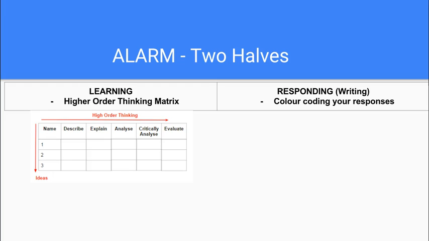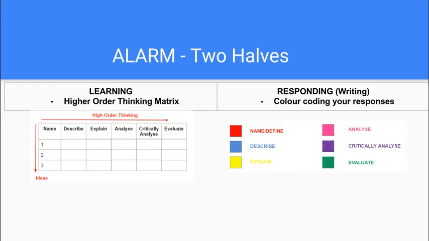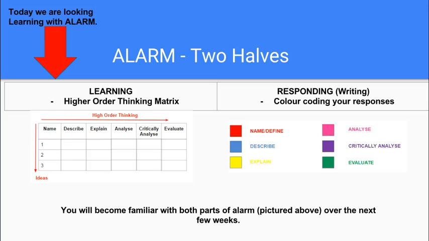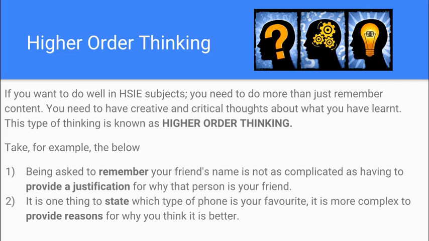what's called the higher order thinking matrix, and you'll become very familiar with this table that you can see. In the next video, we'll start looking at how you can use alarm in your writing, and we'll be looking at the color coding of responses. But today, we'll just start with, on the left, the higher order thinking matrix.